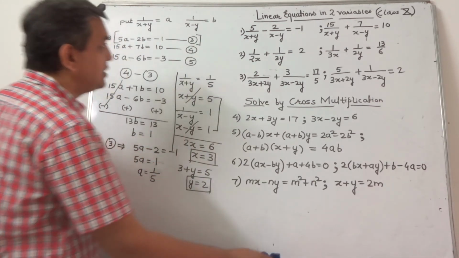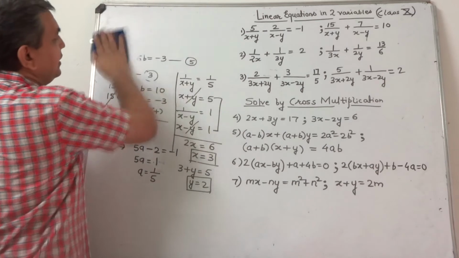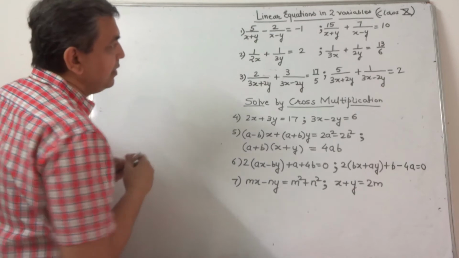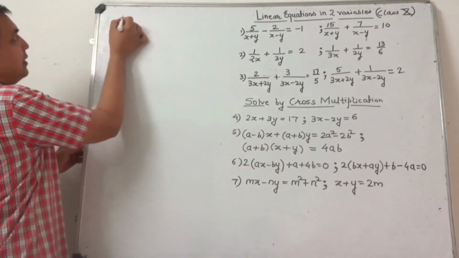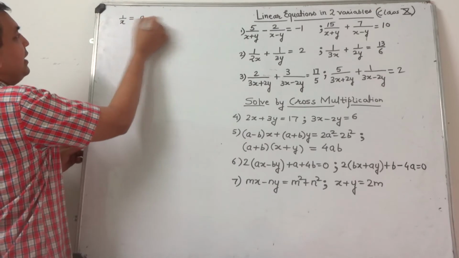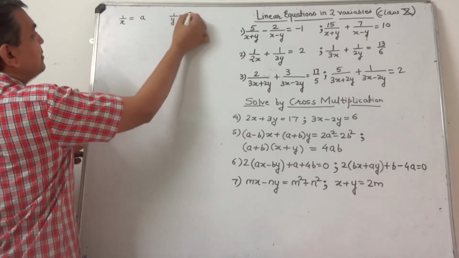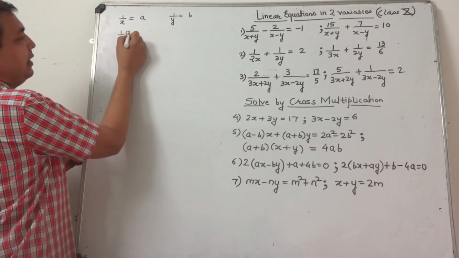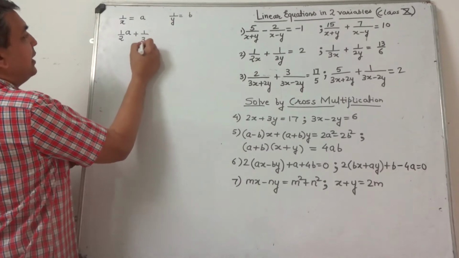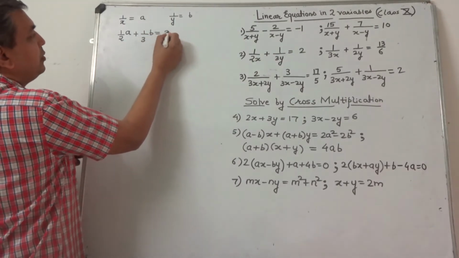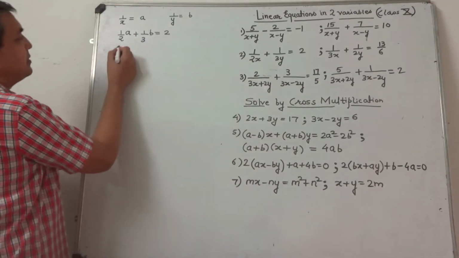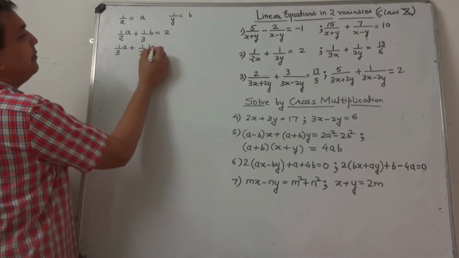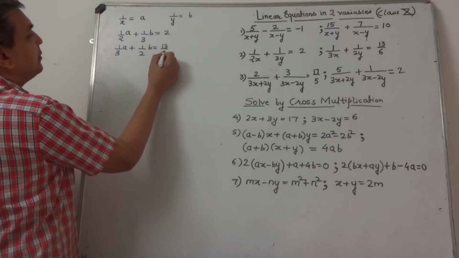Let us move on to the second problem. Again there in the denominator we see some terms, so what we do is substitution. 1 upon x is replaced by a and 1 upon y is replaced by b. So this equation becomes half a plus 1 by 3 b equal to 2, and the second equation becomes 1 by 3a plus 1 by 2b equal to 13 upon 6.